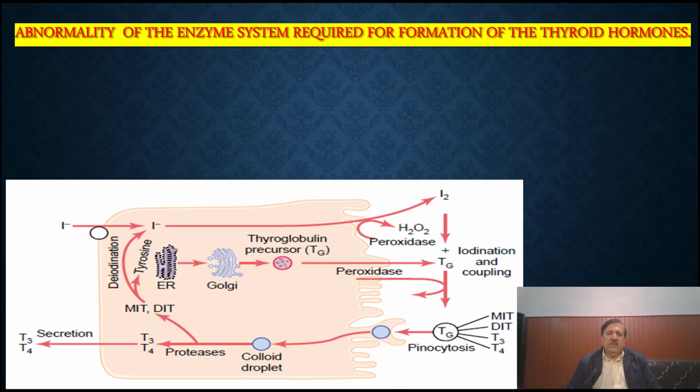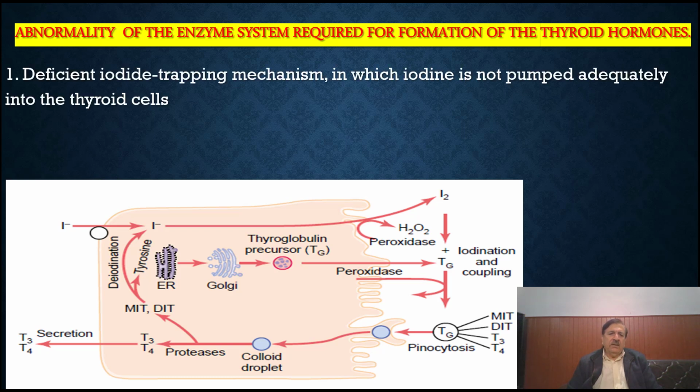Abnormality of the enzyme system required for formation of the thyroid hormone. Deficient iodide trapping mechanism, in which iodide is not pumped adequately into the thyroid cell. As we know, there is a pump on the thyroid cell which traps the iodide or pumps the iodide into the thyroid cell and then into the lumen. So in some cases this trapping mechanism is abnormal and iodides are not trapped into the thyroid cell properly.